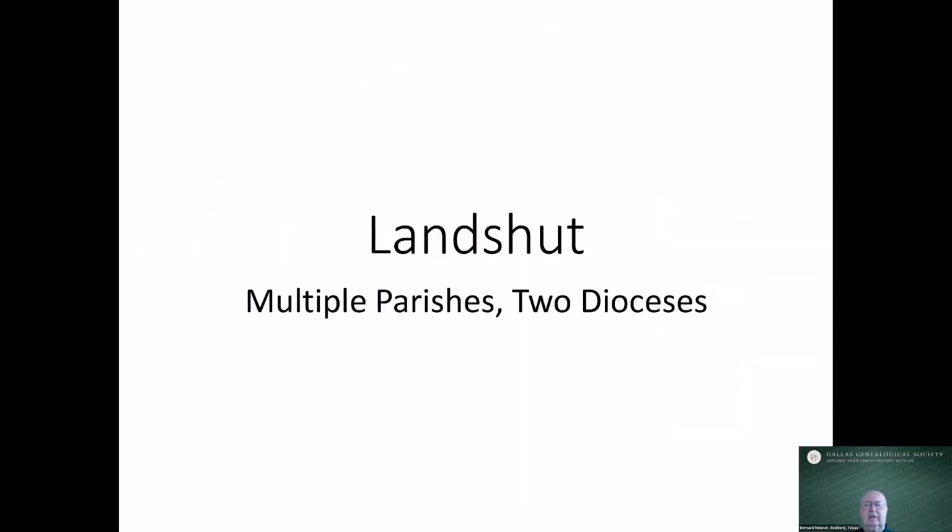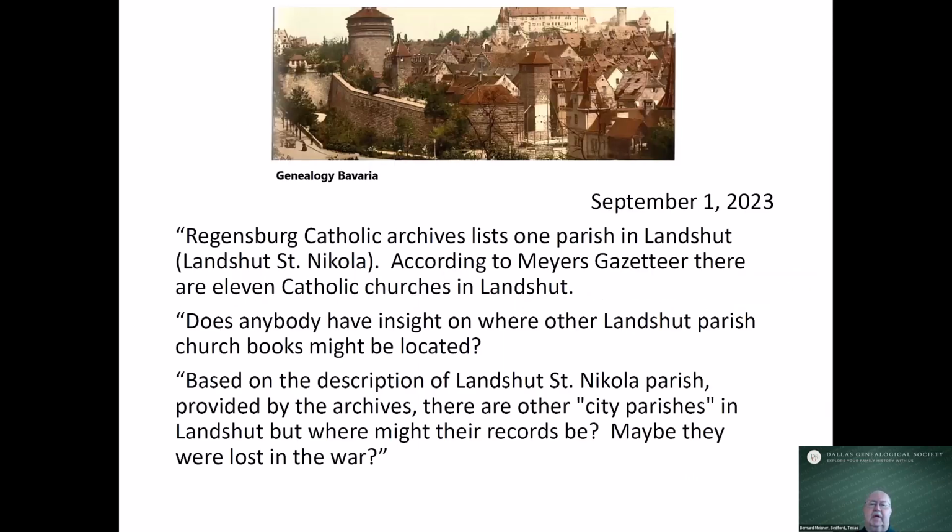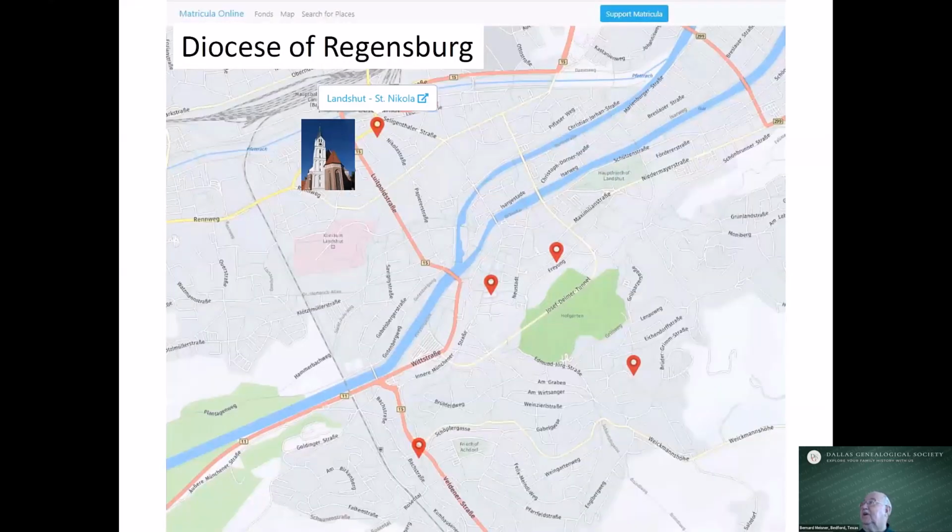Now, 2 other quick little short things that came up on the Facebook site, Landshut. Somebody said, I'm looking in Regensburg Diocese archives, and it only shows me one parish, St. Nicola. But Meyer's Gazetteer says there's 11. Doesn't tell me the names of the 11, just tells me there's 11. What happened? Did they get lost in the war? Or they're somewhere else? This gives you another reason why you want to be on Facebook pages. Somebody responds and says, guess what?